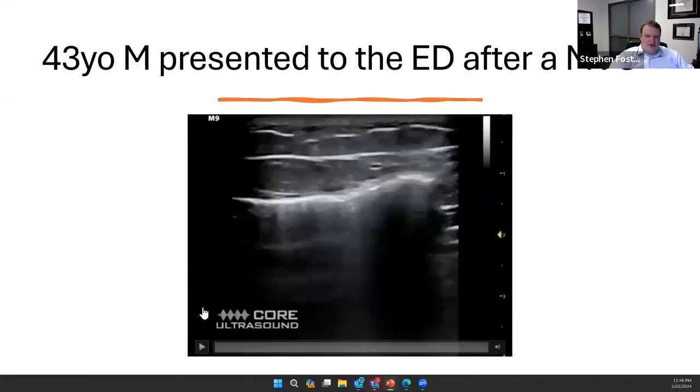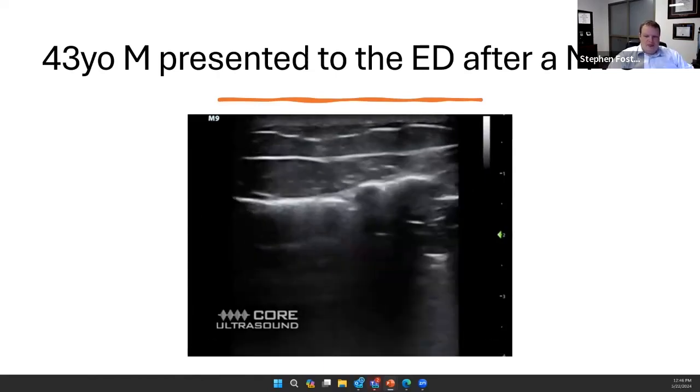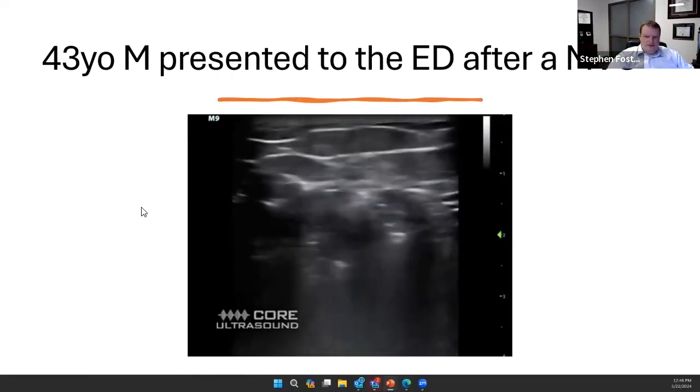All right, so our next question is going to be a 43-year-old male presented to the emergency department after being involved in a motor vehicle collision. Skin is at the top of the picture. This is the pleural lining right here. And so we're going to run it and see what we see.